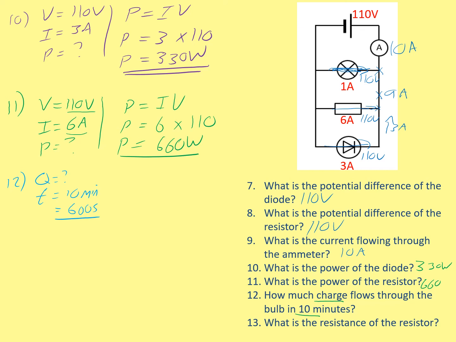Now there's an equation here. I'm looking for charge, Q and T. The missing thing I need is I. So the I for the bulb is 1 amp. Q equals IT. The charge is equal to I, which is 1, times T, which is 600 seconds. So therefore the charge is 600 coulombs. Boom.